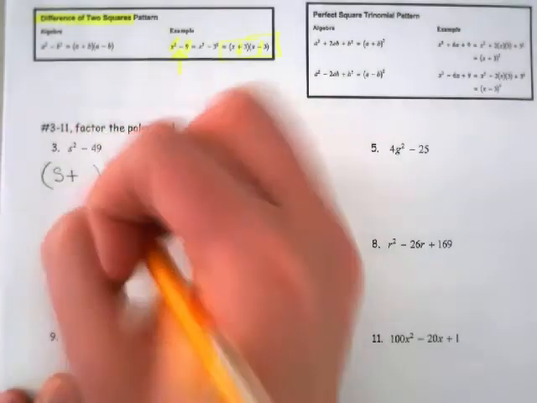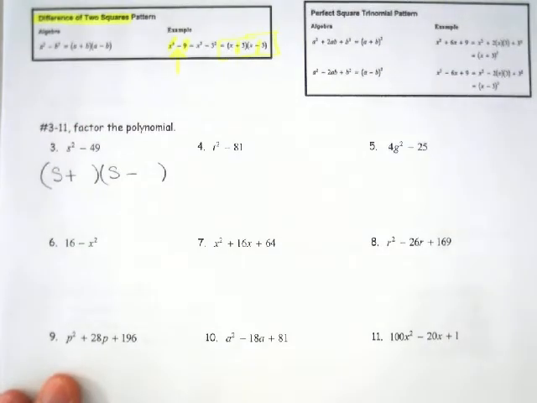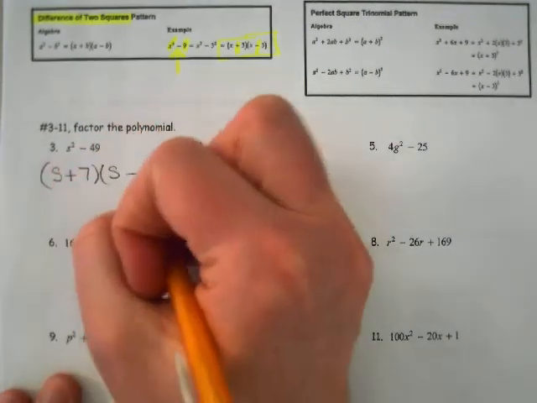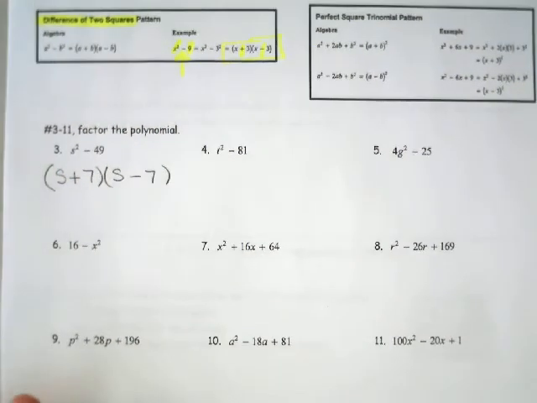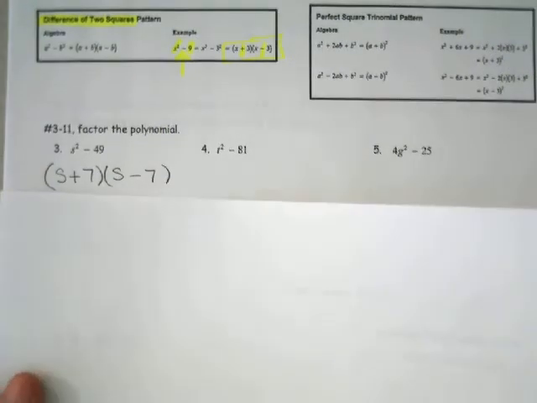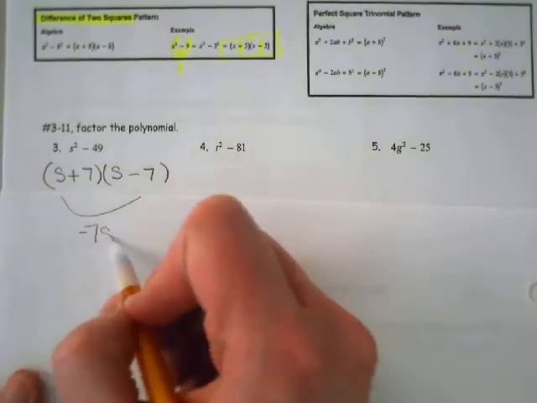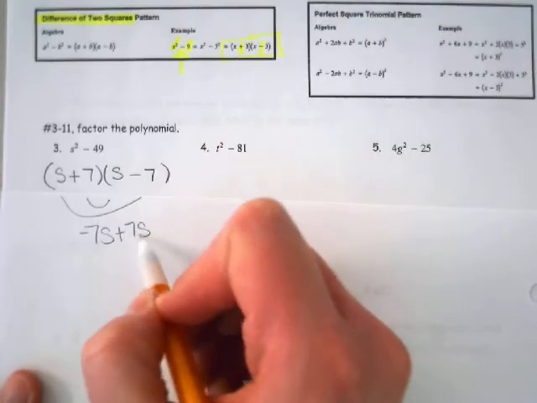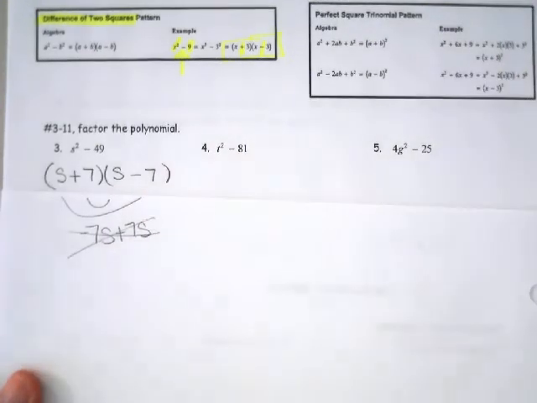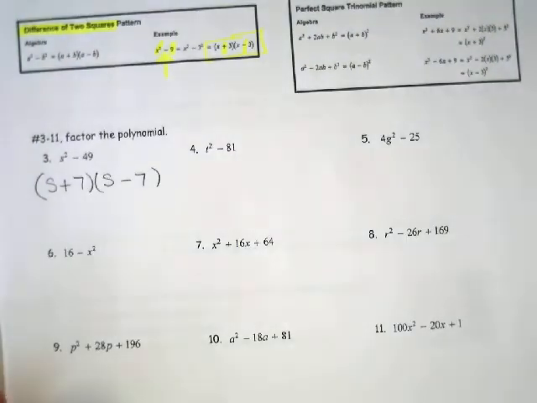And then you're going to take the square root of the first, so the square root of s squared, and the square root of 49. And if you check your outers and your inners, so if you do the outer and you do the inner, you're going to see that they cancel each other out. So we know we've done it right.